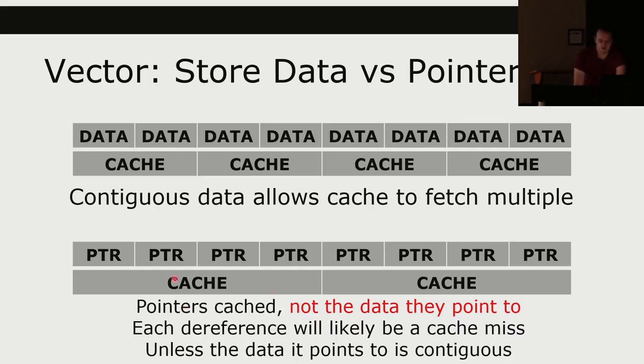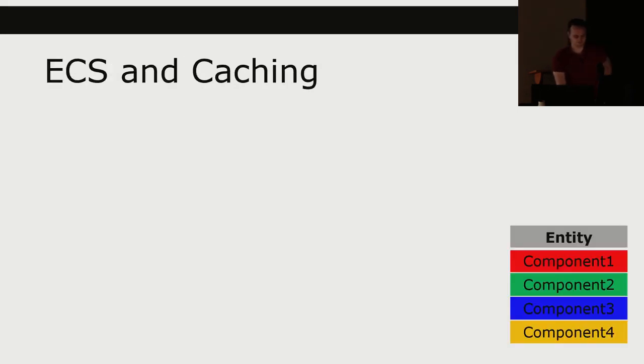However, with pointers here, what you are caching is not the data being pointed to, but the pointers themselves. So that's kind of useless, right? Because then you have to go look up the data from the pointer. So the fact that you're caching the pointers doesn't really matter. It doesn't give you any benefits. So each dereference of those pointers will probably be a cache miss, unless the data it points to is contiguous. If you've set up something crazy efficient on the back end, then okay, maybe this is good, but probably not.